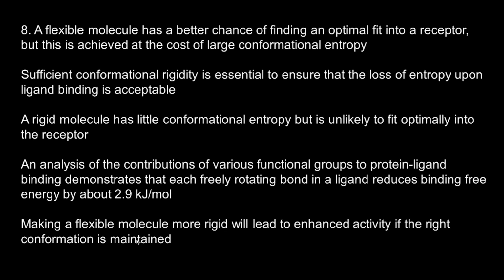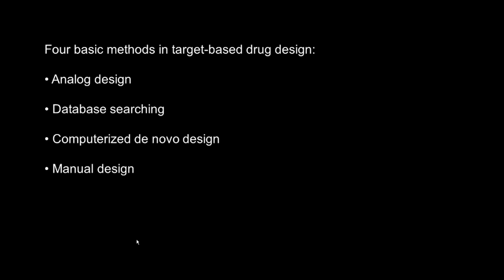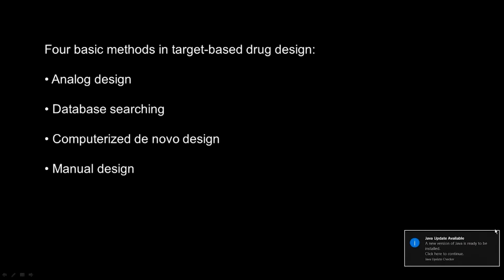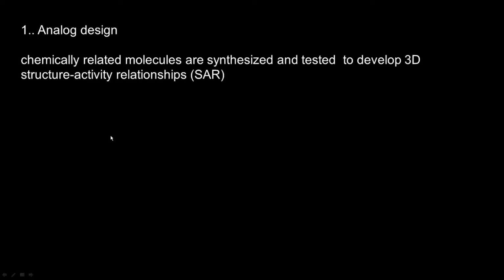There are 4 basic methods in target-based drug design: analog design, database searching, computerized de novo design, and manual design. So there are 4 different approaches by which we can do this. We will look at each one of them in a little more detail. So what is analog design? Chemically related molecules are synthesized and tested to develop a 3D structure activity relationship. That's what is called analog. So you make analogs of a parent compound, and then we develop a 3D structure activity relationship based on their structural features and activity.